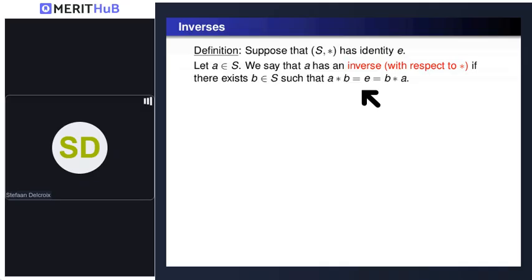So the identity is that element when you operate by it, it doesn't do anything. The inverse, when you operate A with B, you get back to the identity. In that case, we say that B is the inverse of A, and we denote it by A to the power negative 1. But you should really pronounce it as the inverse of A.